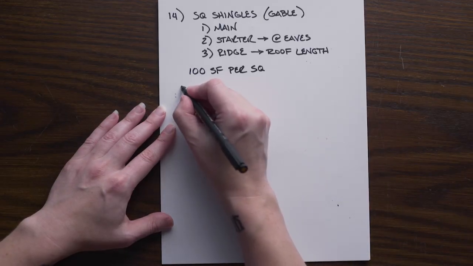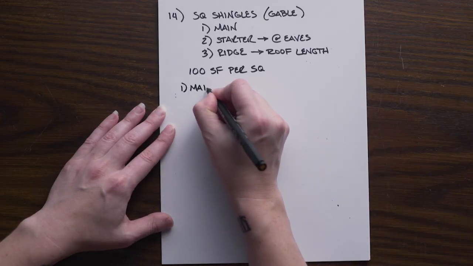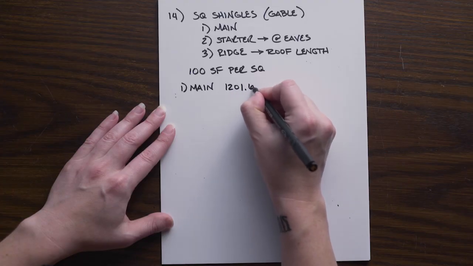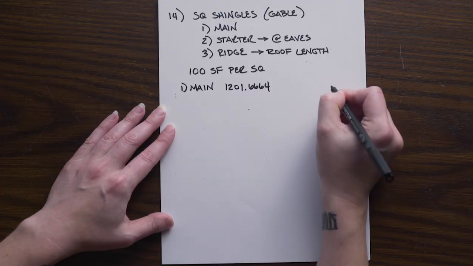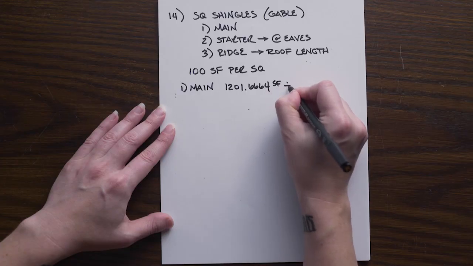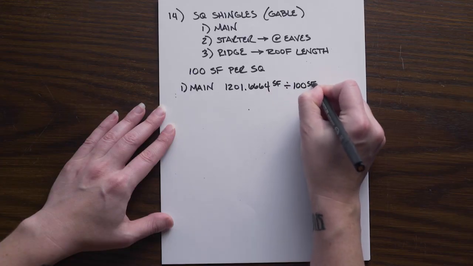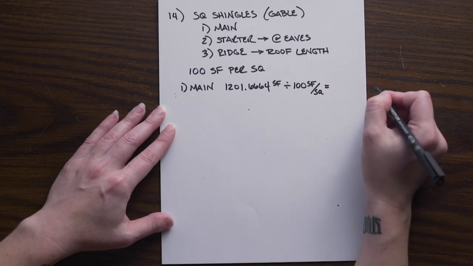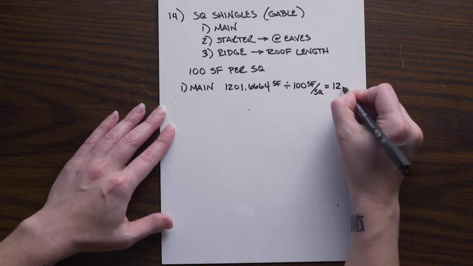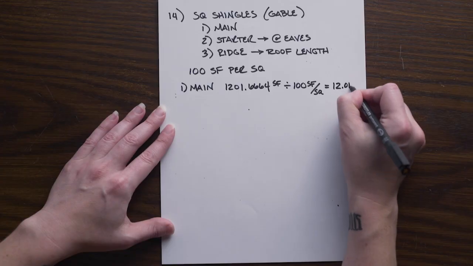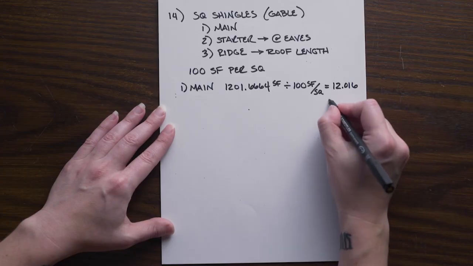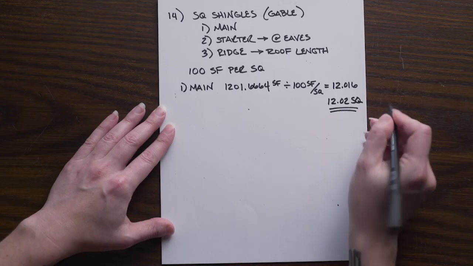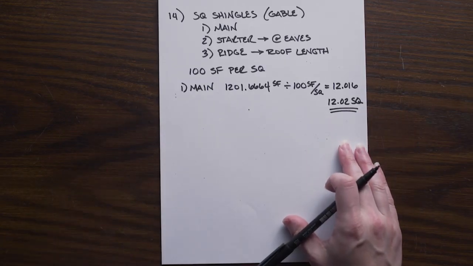As we discussed, there's 100 square feet per square of shingles. So if we want to calculate our main area, we can simply take the entire square footage of our roof, divide it by 100 square feet per square, and we can end up with 12.0164, or roughly 12.02 square of shingles for our main area.